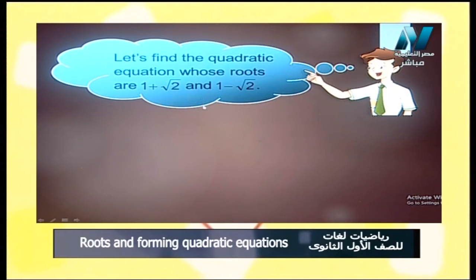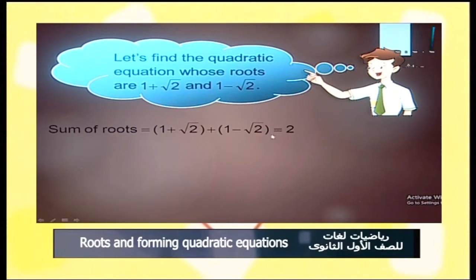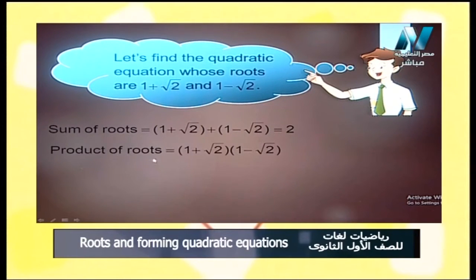Let's find the quadratic equation whose roots are 1 plus root 2 and 1 minus root 2. And he will find that it will be easy for him to find them. He will find the sum of the two roots. The sum of two roots equals 1 plus root 2 plus 1 minus root 2. So the answer will be 2. Yes, it's an easy and simple number now, more than the first method. So he is encouraging us to find the product also.